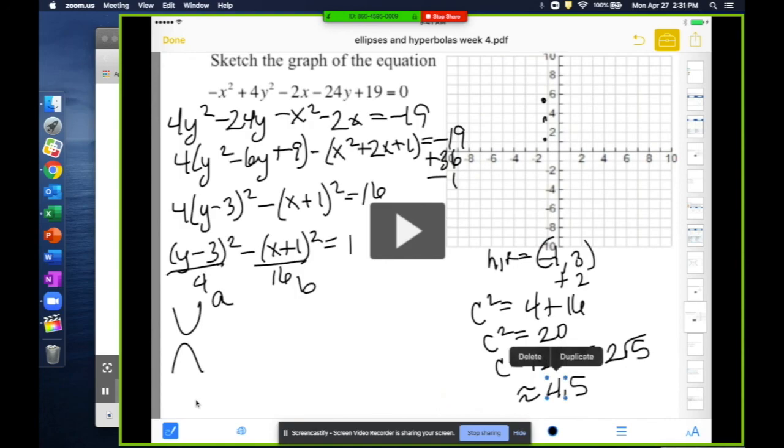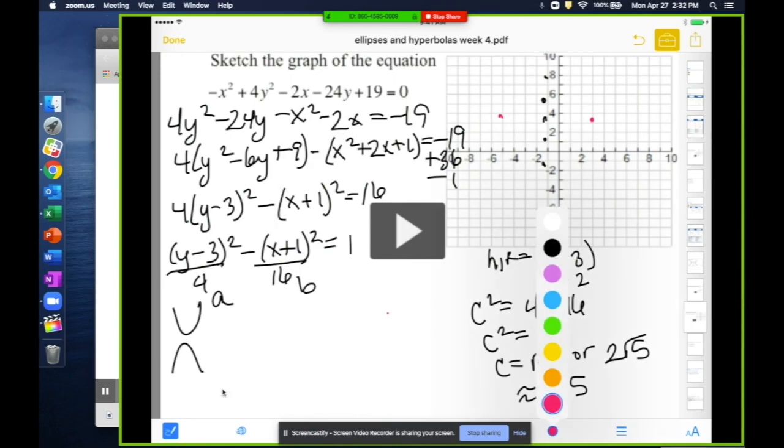So you'll see I graph my center at (-1, 3). I have my vertices at (-1, 5) and then (-1, 1). My foci are going to go slightly above that, so it's going to be 4.5 above my center and then 4.5 below my center, so you'll see those two dots. And then my b value should shoot out from the center to the right and to the left. So it's going to be to the right 4 and then to the left 4.